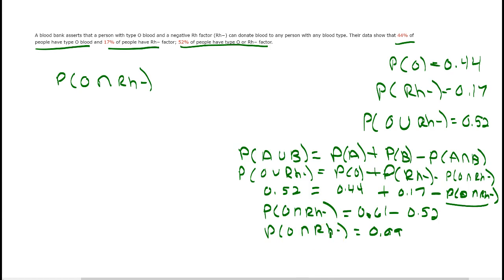And then one other thing we were also asked to find: what's the probability that they're not O and Rh negative? So we're going to look for the complement. So the probability that they're not these, if you remember how to do that, that's going to be 1 minus the probability that they are. So that's going to be 0.91. So again, this is the complement. If we find the probability of being O and Rh negative, then if I do 1 minus that, that's the probability that they're not O and Rh negative.